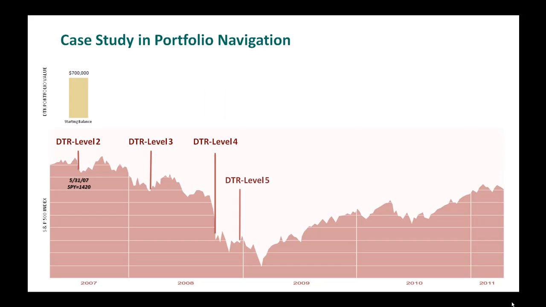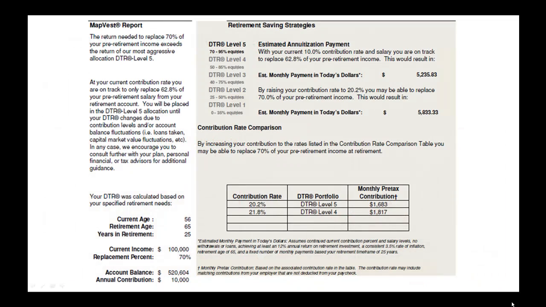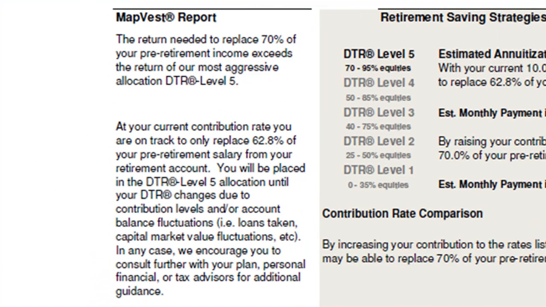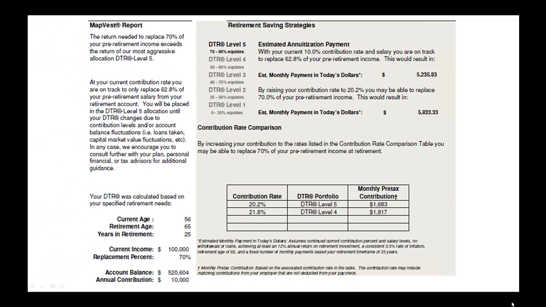And by December 2008, her account balance is $520,604, and her DTR is 12%. Her account is moved to the DTR Level 5 portfolio, which contains the highest equity exposure in the DTR Navigator program. At the end of the year, Martha is sent her annual MapFest report, which notifies her of the status of her account and recommends increasing her contributions to lower her exposure to equities.